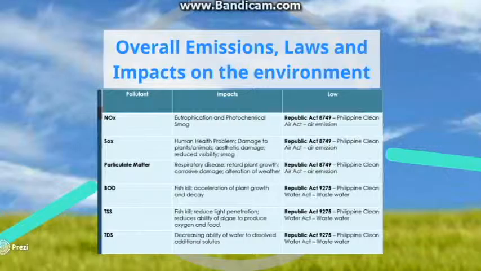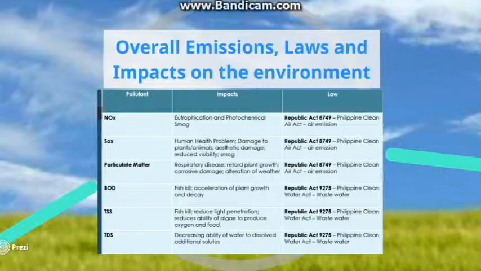For the air pollutant SOx, the environmental impacts are human health problem, damage to plants or animals, aesthetic damage, reduced visibility, smog. And the abiding law is Republic Act 8749, Philippine Clean Air Act.